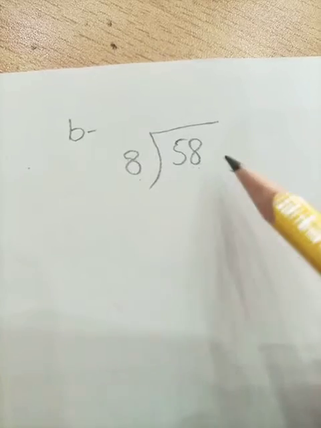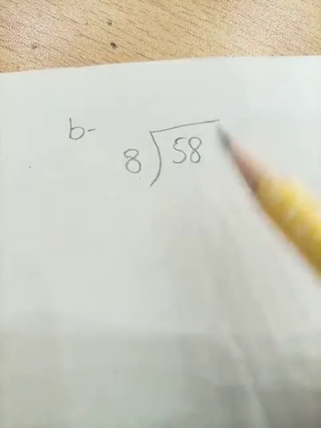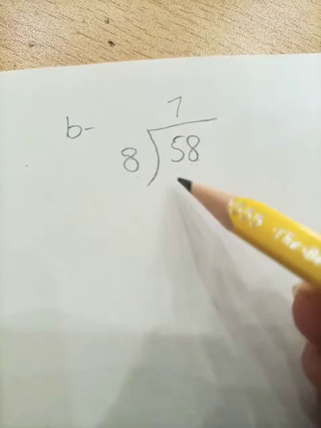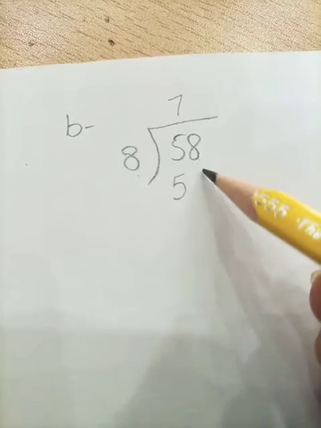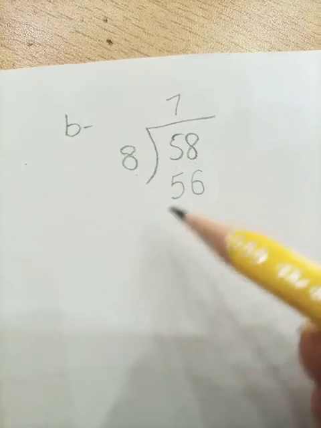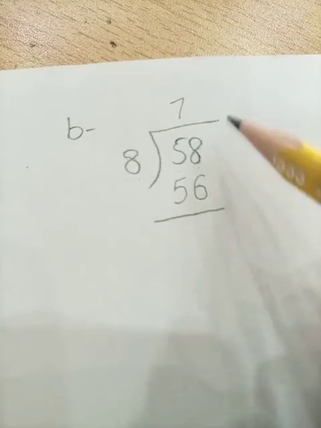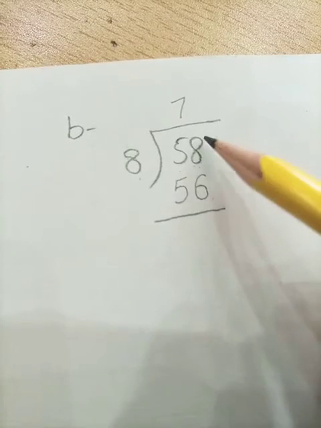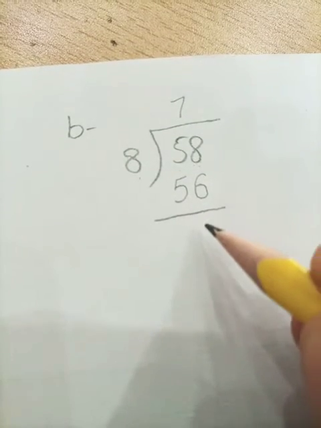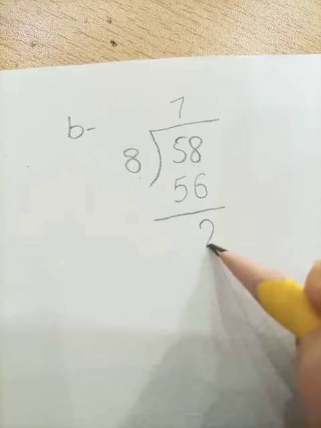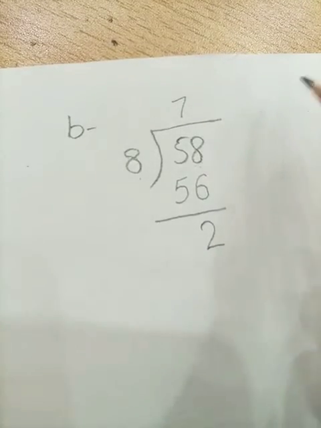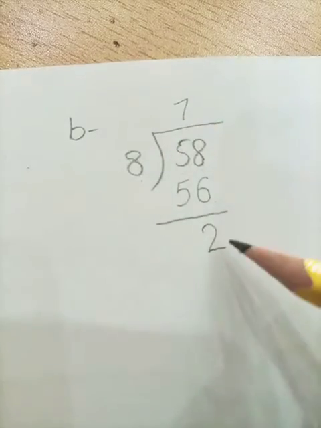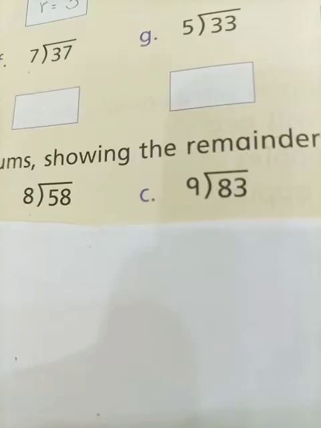So students, look at this. 56 is quite smaller than 58. So I can write this: 8 sevens are 56. Now students, the next step is subtraction. Let's subtract it. When I subtract the ones column, 6 from the number 8, my answer is 2. Okay students, so you can write your answer as quotient 7 remainder 2.